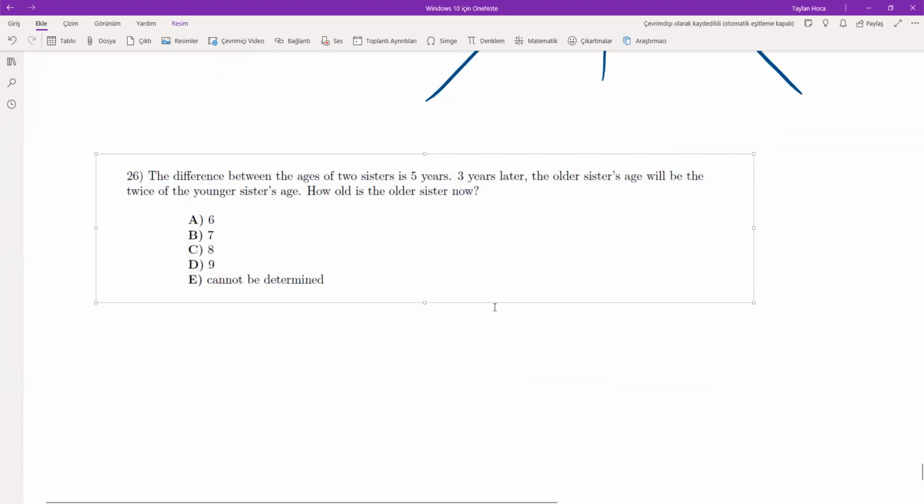Problems. The difference between the ages of two sisters is 5 years. 3 years later, the older sister's age will be twice the younger sister's age. How old is the older sister now? What are we gonna do? Can you tell me the solution again? What do you think? How can I solve this?